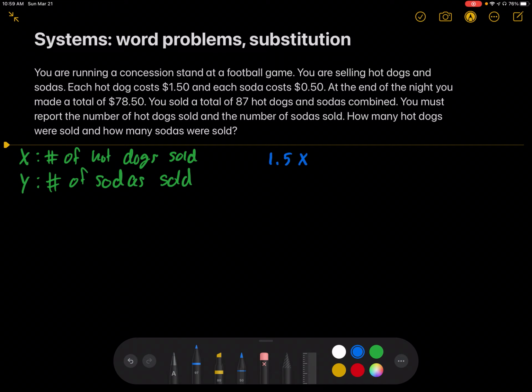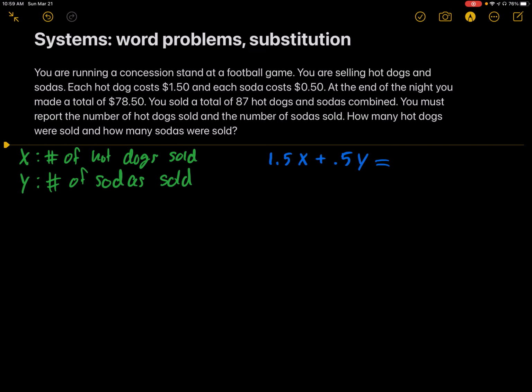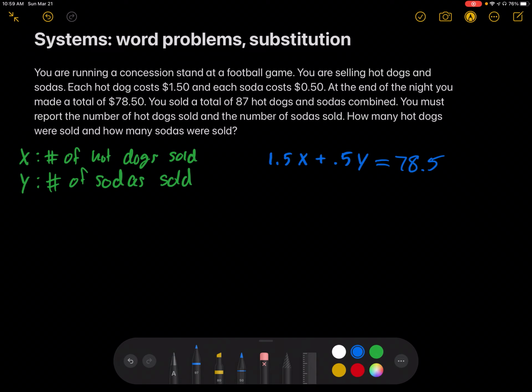And the same can go with the number of sodas sold. It's 50 cents or $0.5 per soda, so I'm just going to say 0.5y. And the reason I'm adding those together is because it also gives us the total price. At the end of the night, we made $78.50, or 78.5, is our total price. So that equation shows the money. 1.5 times x plus 0.5y, that's the total price of what we made, selling the hot dogs and selling the sodas. So we've got one of our equations, but don't forget we need two.